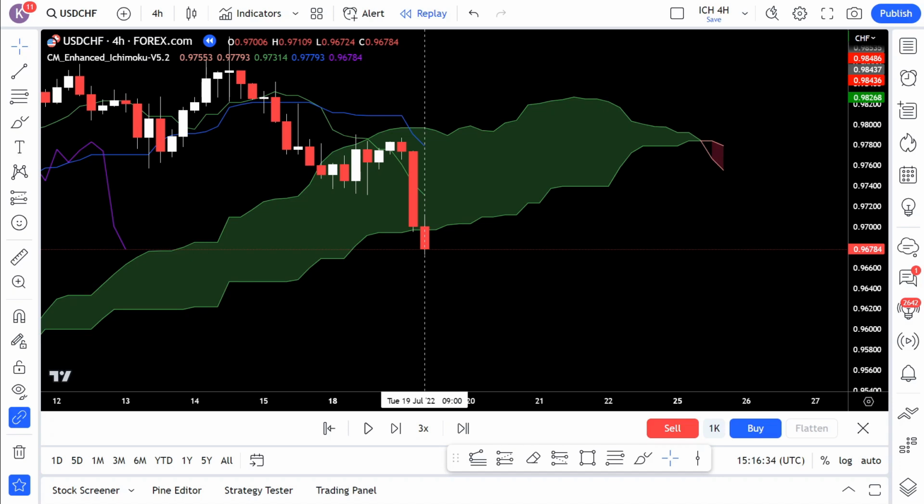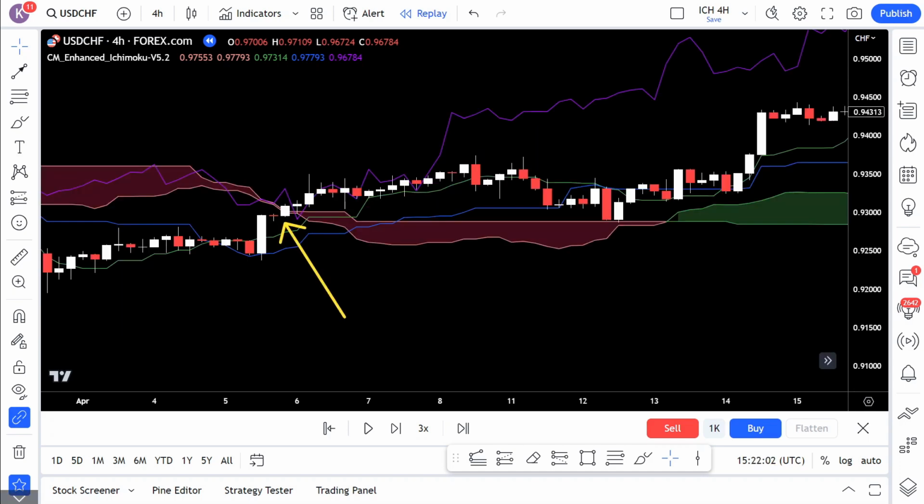Same situation on the bearish side. This would be a valid trade. We just closed below the cloud. Future cloud is red, green moving average is below the blue, price is below both moving averages, and the purple is below this candle.